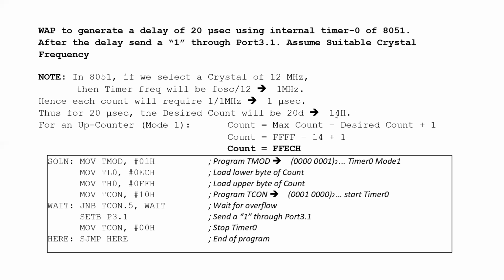Since it is an up counter, you need to subtract the value from the maximum count. So maximum count is FFFF minus 14. Here we add plus 1 because when we reach FFFF, only in the next count does it overflow. When it rolls over from FFFF to 00, only then the overflow flag will be set. So we add plus 1 to get the exact count. FFFF minus 14 plus 1 gives FFEC hex. This is the count that should be loaded to the timer register.